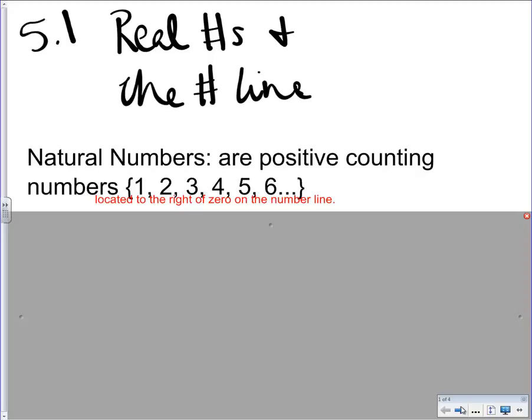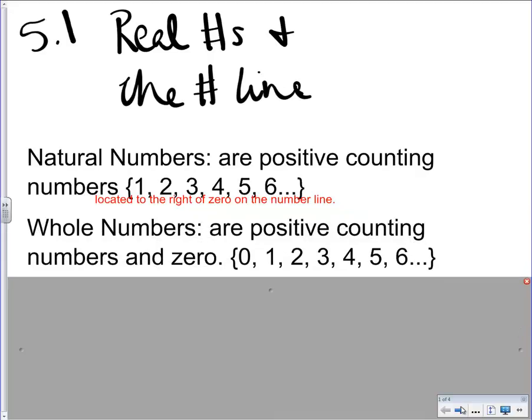I want you to see that these are located on the right side of a number line, to the right of 0. So 1, 2, 3, 4, 5, 6, 7, 8, 9, 10, and you keep going. We're talking about whole numbers that are positive. For example, your age. When we were young, we used to say that we were 12 and a half, but that's really not how we calculate our age. We would just say a number. So ages would be natural numbers.